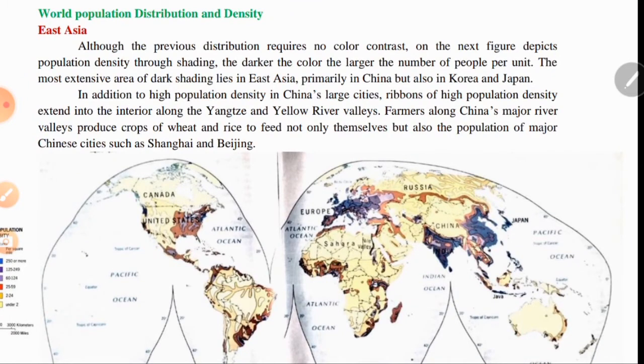In addition to high population density in China's large cities, ribbons of high population density extend into the interior along the Yangtze and Yellow River valleys. Farmers along China's major river valleys produce crops of wheat and rice to feed not only themselves but also the population of major Chinese cities such as Shanghai and Beijing.